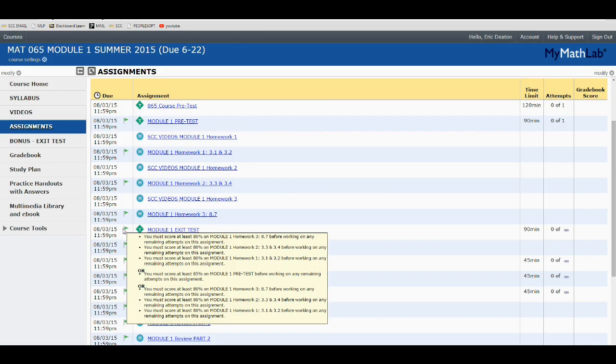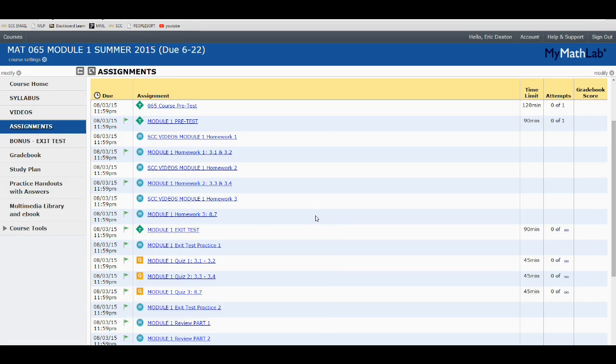And also on the exit test, if you didn't make an 85 on the pretest, or if you didn't complete all the homework assignments with scores of at least 80%, you cannot access the exit test. But once you do that, you will have access to it.